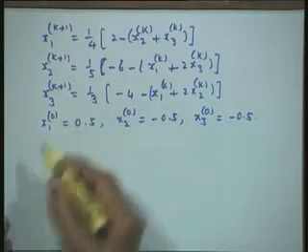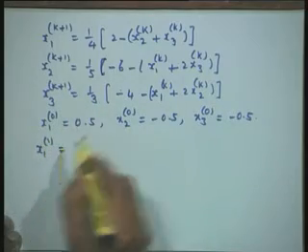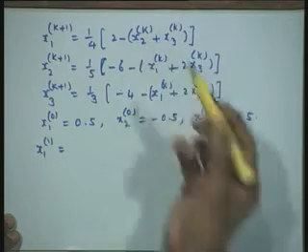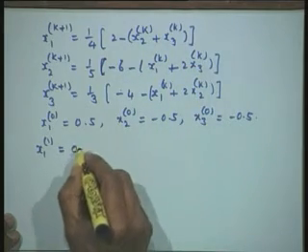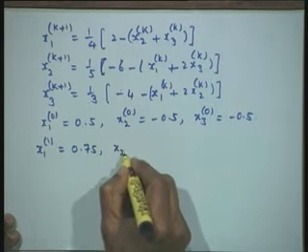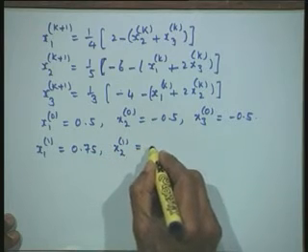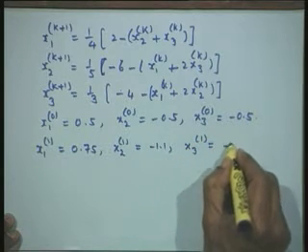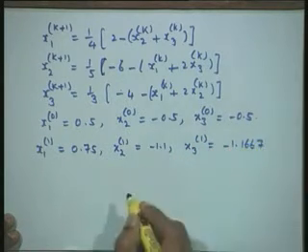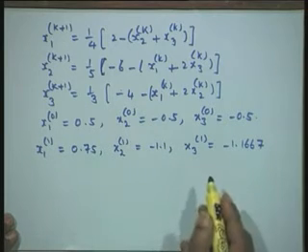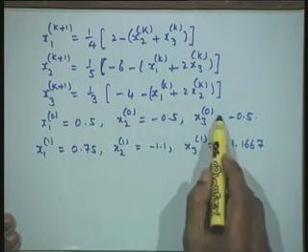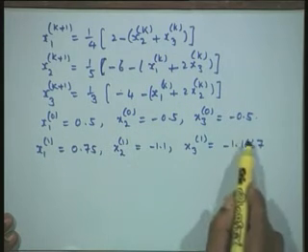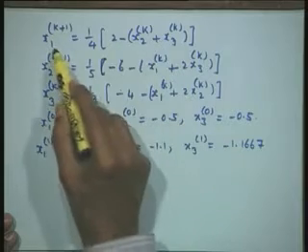So, if I substitute them I would get x 1 of 1, substituting the value of x 2 as minus 0.5 and x 3 as minus 0.5, and then simplifying. This is 0.75, x 2 of 1 is minus 1.1, x 3 of 1 is minus 1.1667. This is the completion of the first iteration by substituting the previous iterated values in this set of equations. Now, this will be our new starting value. So, these values we will substitute on the right hand side to get our next iteration.